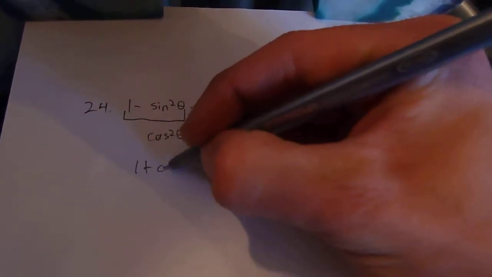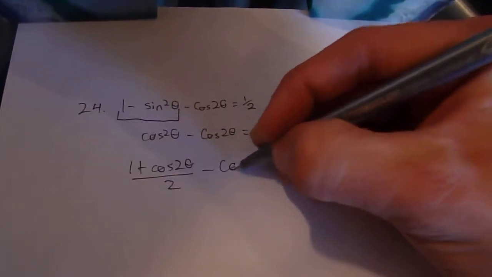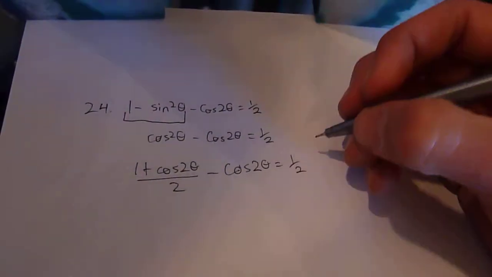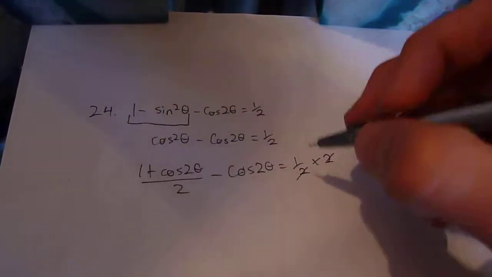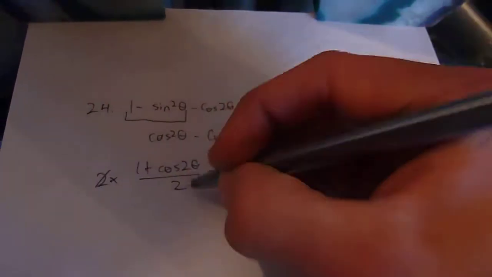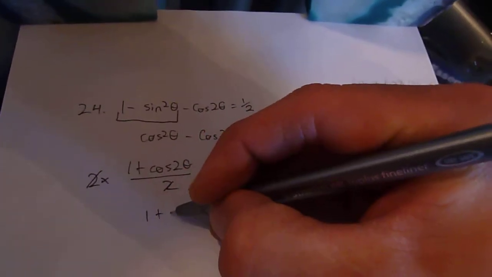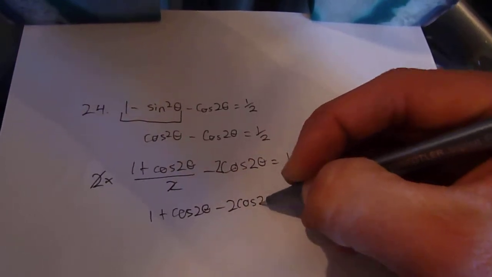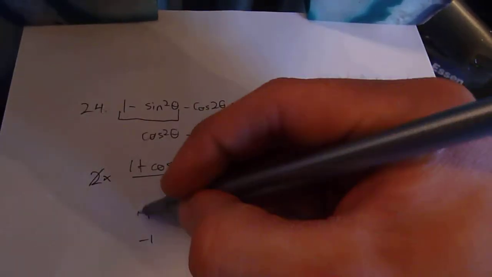become (1 plus cosine 2 theta) over 2, and then minus cosine 2 theta equals 1/2. And then I can multiply each side by 2, and that gets rid of the bottom 2 on the left side, and on the right it gets rid of the bottom 2 and then makes that 2. So now you have 1 plus cosine 2 theta minus 2 cosine 2 theta equals 1. And just subtract 1 from each side, and the 1's cancel out.